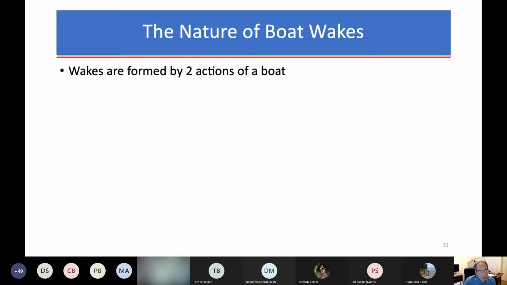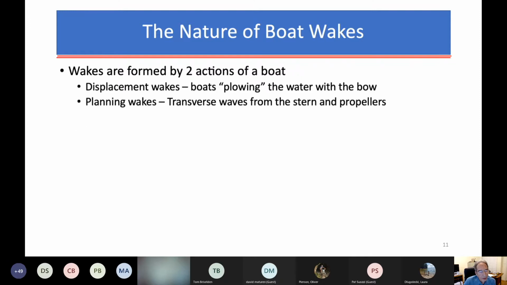Look at the nature of the boat wakes. They're formed by two actions. First is the displacement wakes, boats plowing the water with the bow. And the second one is planing or transverse waves created by the stern and the propellers.